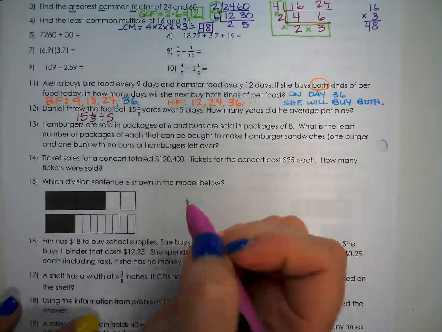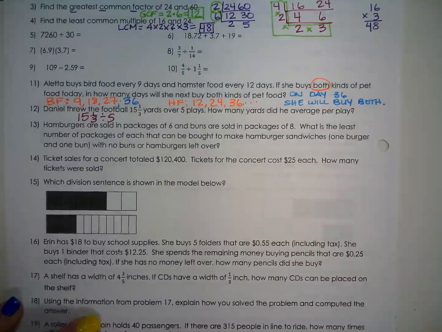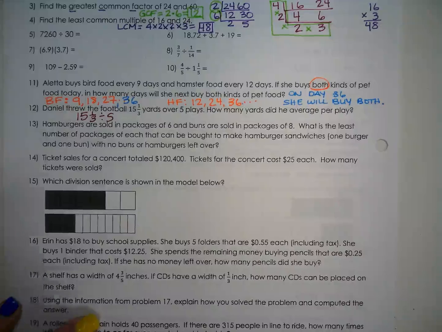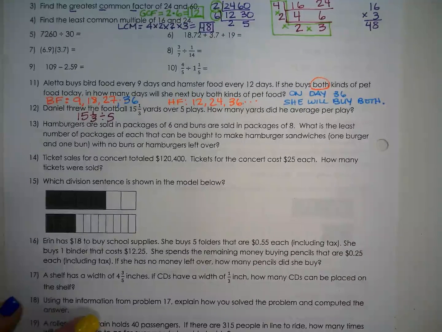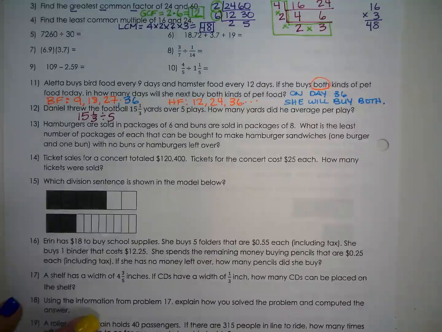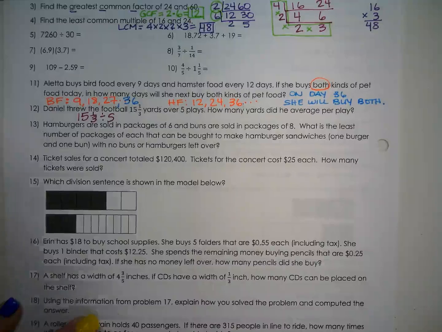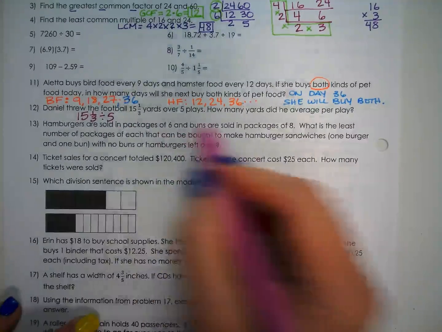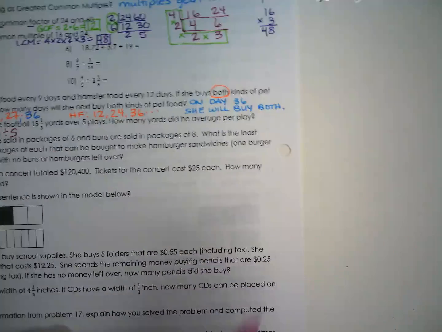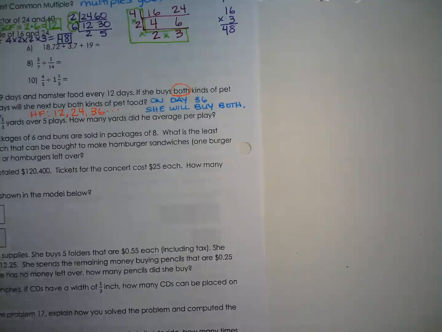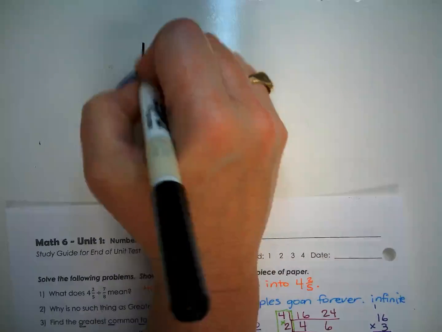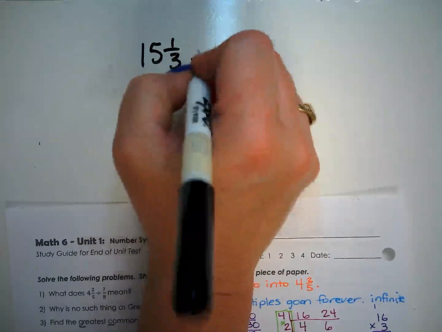Okay. Again, I highly recommend that you use additional paper to do all these problems. And please label them and number them accordingly so that I know where to find the work. But I'm going to try to squeeze that in over here so you can kind of see it. Actually, I'm going to put it up here. So it was 15 1/3 divided by 5.